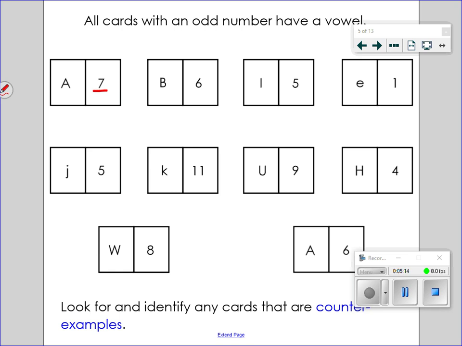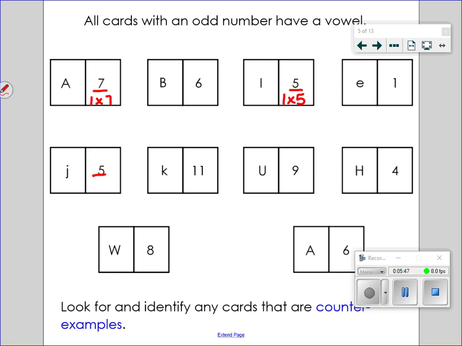7 is a prime number. The only way to make it is 1 times 7. 6, nope, not a prime number. 1 times 6 or 2 times 3. What about 5? 1 times 5, the only way to make it. So 5 is prime. What about 1? I hope you remember from last day that 1 is not a prime number because it only has one factor, and that's the number 1. 1 times 1.